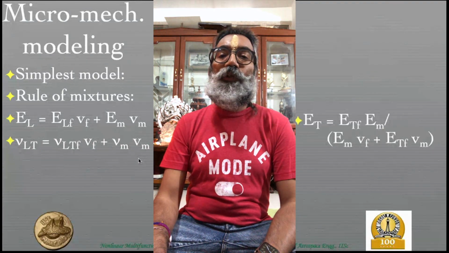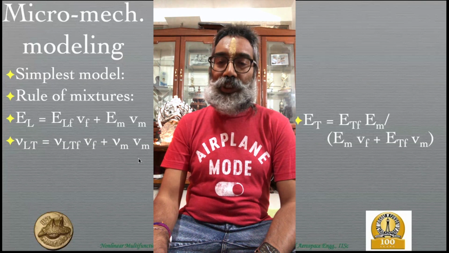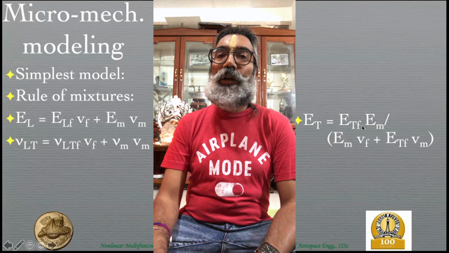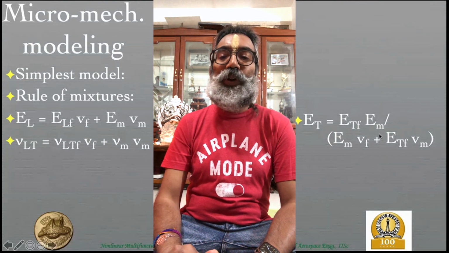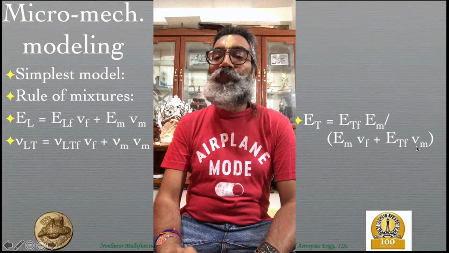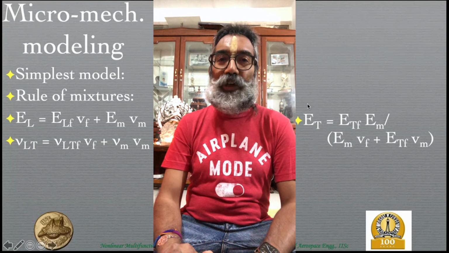Same way, if you go for the transverse direction, you would have quite different results. So this is what is the transverse Young's modulus of the composite in terms of the transverse Young's modulus of the fiber and the Young's modulus of the matrix, which is the same in all directions. And this in turn again depends on the volume fractions, but in a different way.